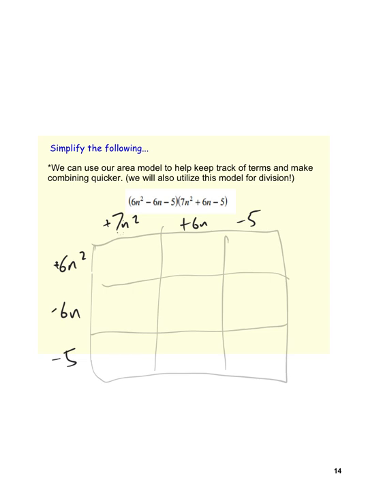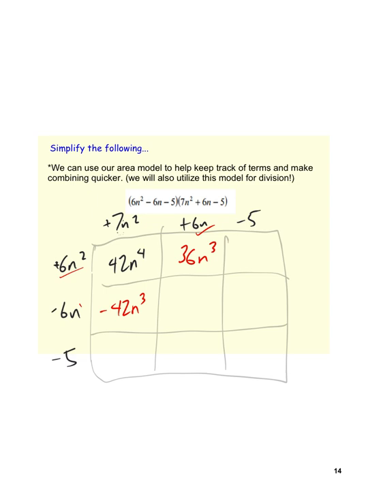So this first one here would be 42, because it's 7 times 6, and then n squared times n squared is n to the 4th. Again, it's because it's 2 plus 2. So then we can go down a row here. So we've got 7n squared times negative 6n would be negative 42n to the 3rd. Again, because n to the 1st and n to the 2nd ends up being n to the 3rd. And then we also have 36n to the 3rd right here, which is the 6n squared and the 6n.